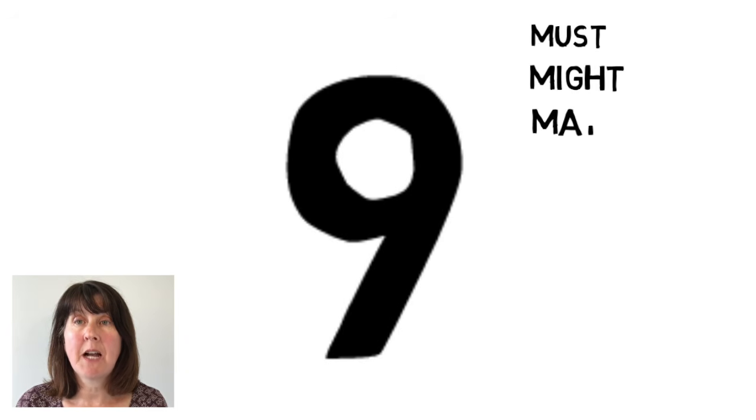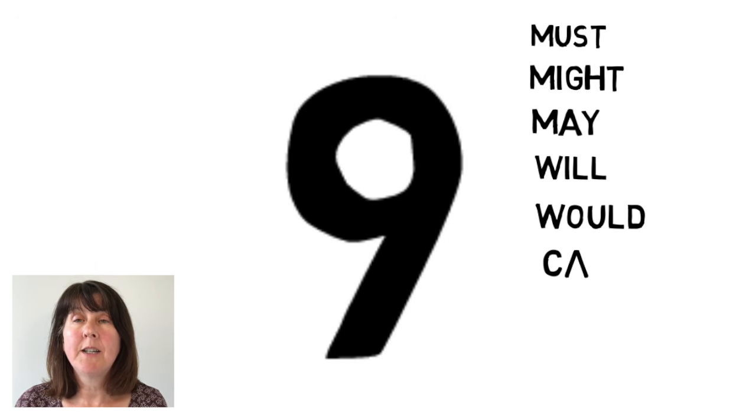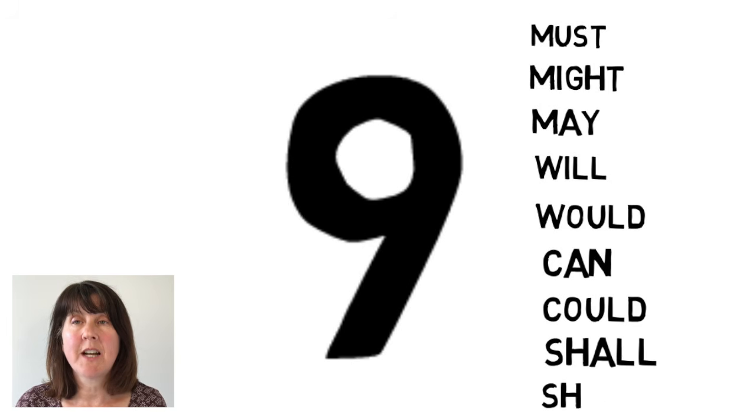There are 9 pure modal verbs, 3 that start with M: must, might and may, 2 that start with W: will and would, 2 that start with C: can and could, and 2 that start with S: shall and should.